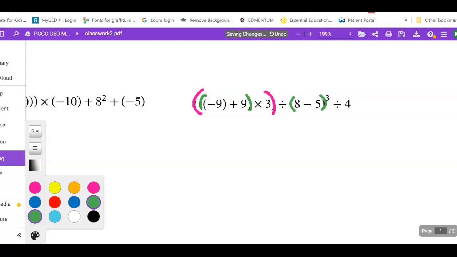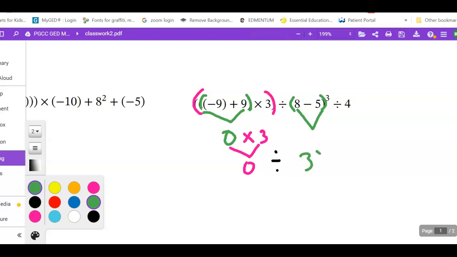Let's see what we got. First, through this, negative 9 plus 9, that is 0. And then that brings me to the other side of the parentheses, and I have 0 times 3. 0 times 3, 0. I'm going to bring down my division sign. I'm going to complete this. 8 minus 5, that's going to give me 3. Bringing down everything else.